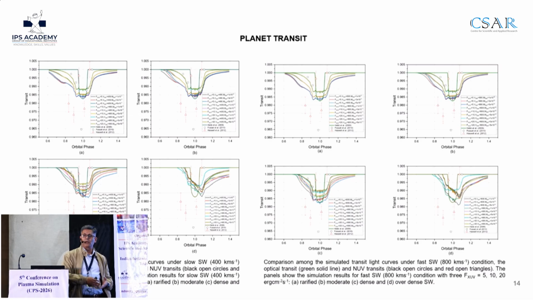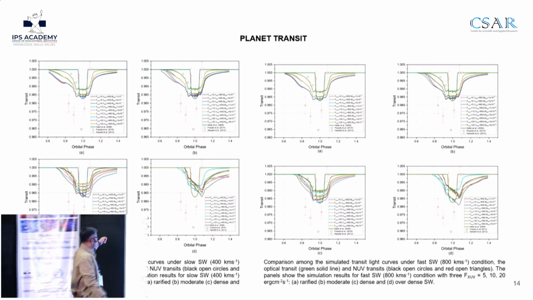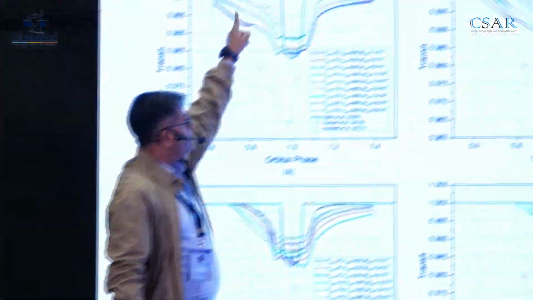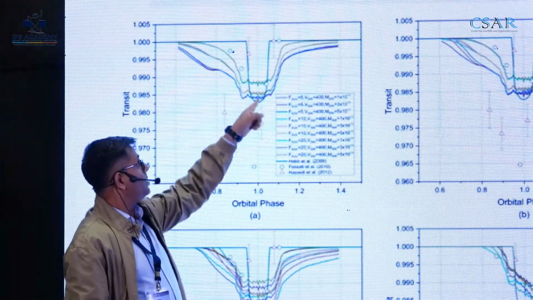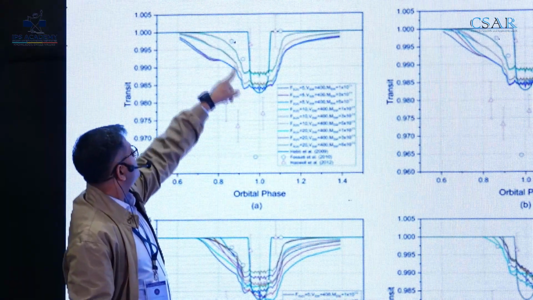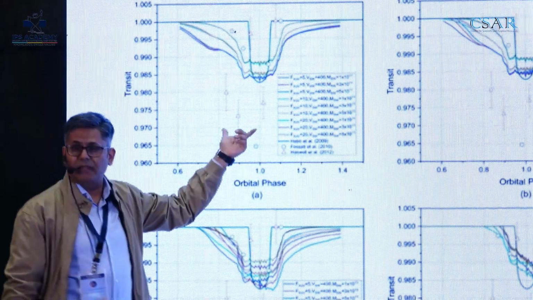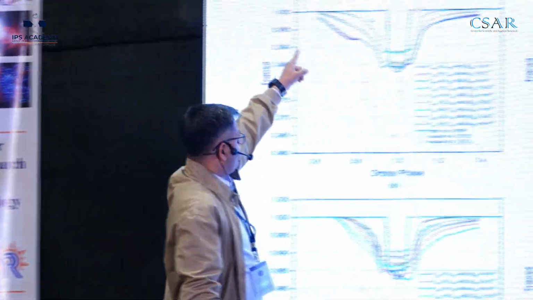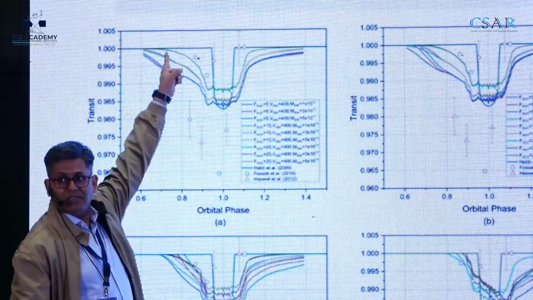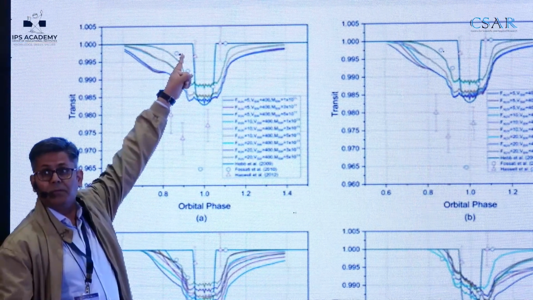So in total, I have run more than 100 simulation runs. But here I am showing just a few of them. So what we have seen, we simulated the transit light curve. We compared with the optical one. The top one is the optical one. And these, the black circles and the red triangles, are from the near ultraviolet measurement. And what we have observed, we have seen this early ingress. So you can see it is starting much earlier than the optical.